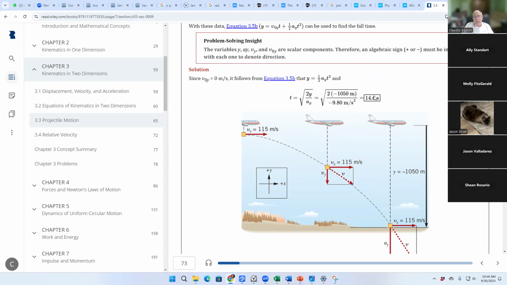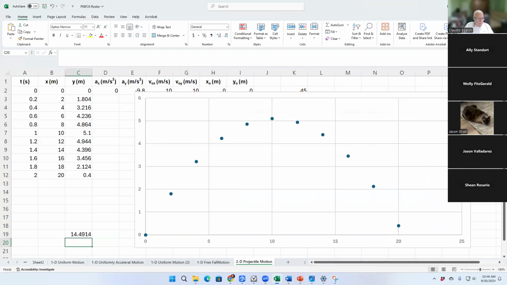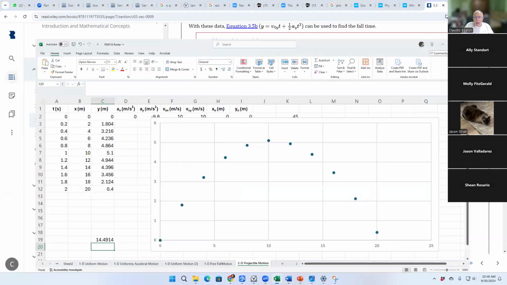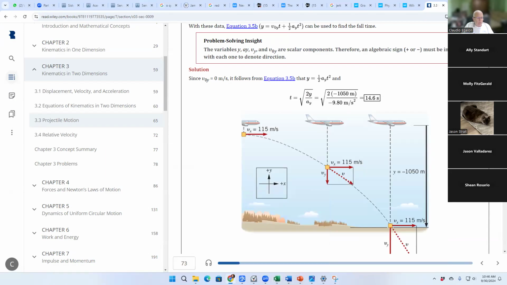I got a little bit less than him because I used 10 meters per second squared. The difference is very small, less than 1% difference. Did you get that? Want to hear from you.